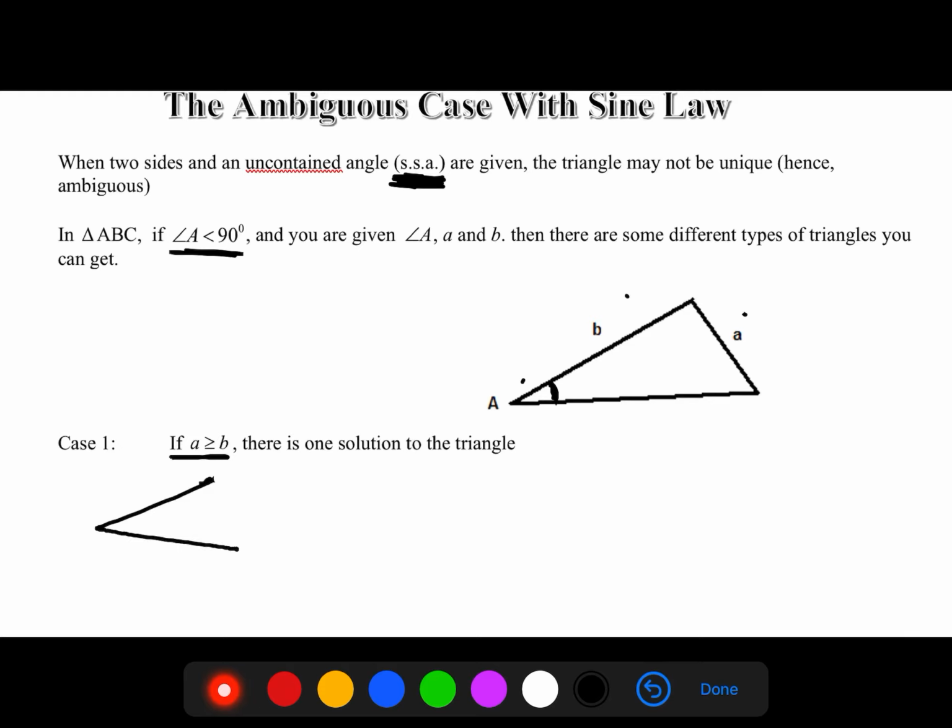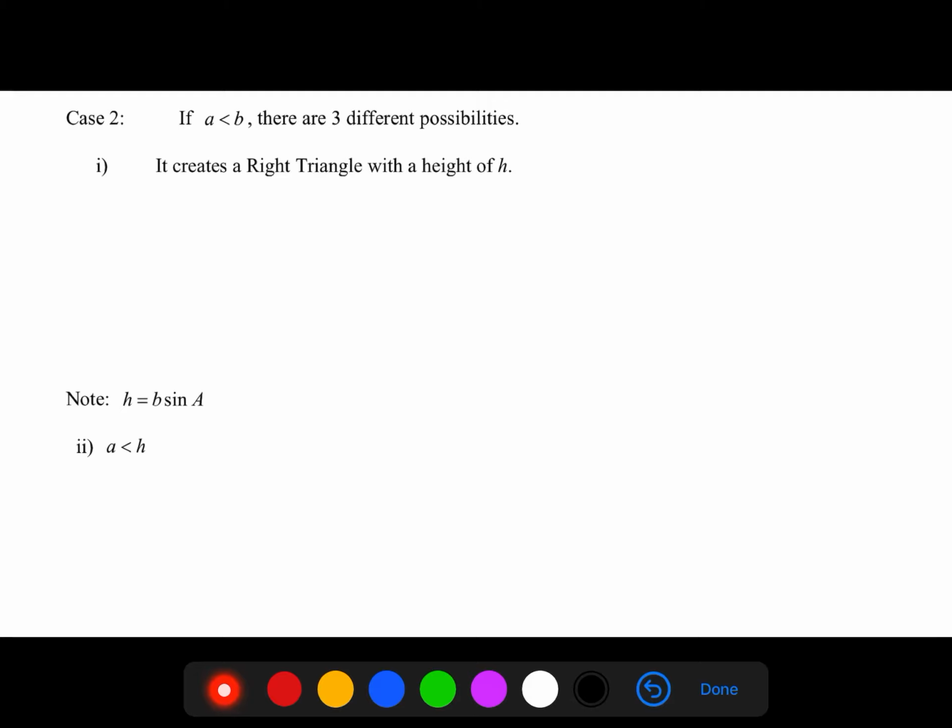If we take a look at drawing our triangle, and A is acute, we have angle A, we have side b, and we have side a here. As long as a is greater than or equal to b, we know that it's going to meet up somewhere over here. That means that we have one solution.